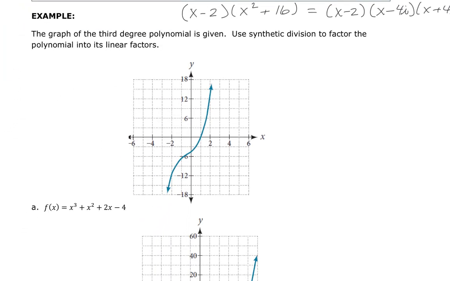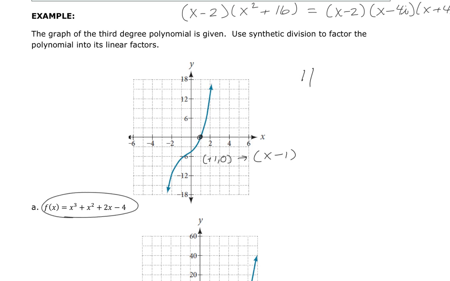All right. The graph of the third degree polynomial is given. Use synthetic division to factor the polynomial into its linear factors. So here's my graph. Now I can tell you what one of my factors is because it's crossing right there. Remember from earlier videos, if I have a zero at 1, 0, that tells me my factor must be x minus 1. So if that's my factor, I'm going to divide it into here.